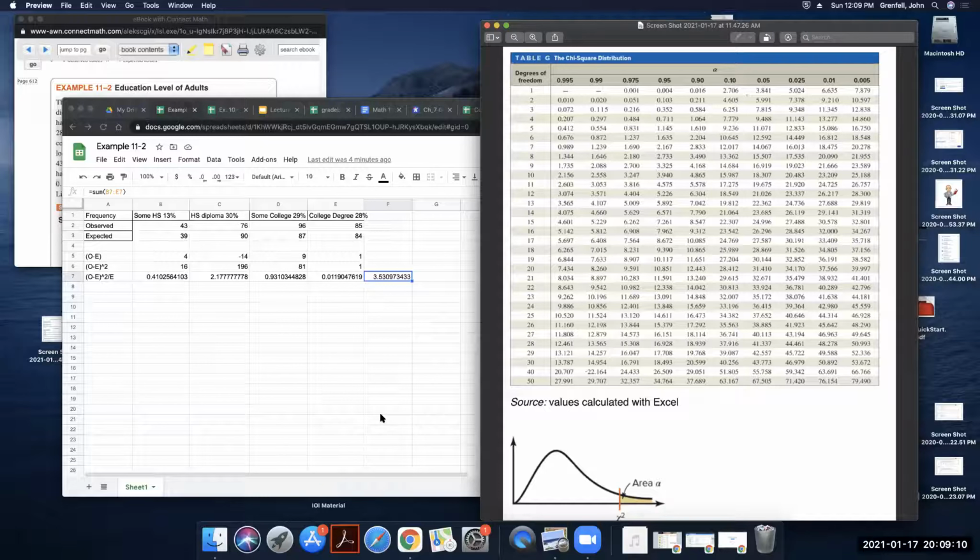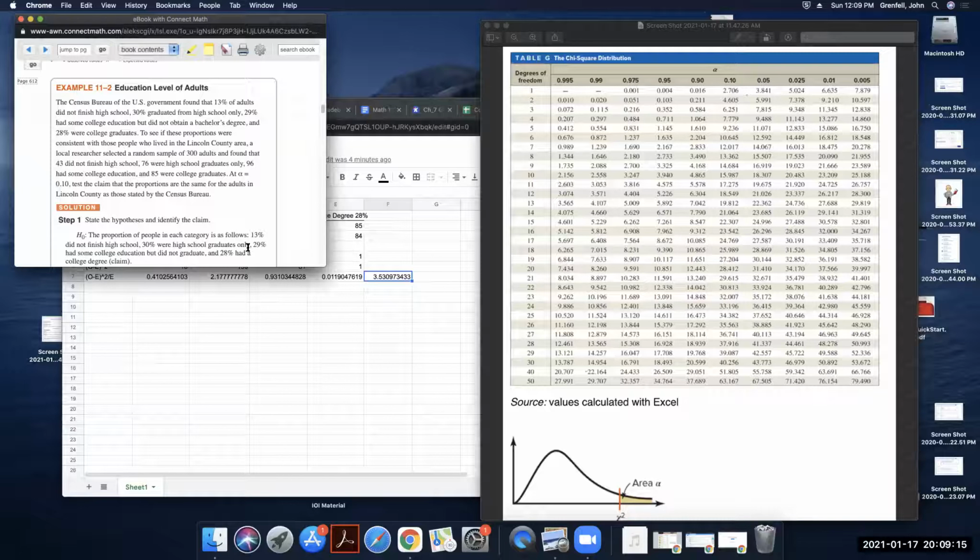What does that mean? Well, in terms of this null hypothesis, the proportion is as follows, or the proportion fits with the expected distribution. Well, we would say, well, there's not enough evidence to reject that claim. And so we would conclude by saying the proportion is not significantly different than as listed above. And that concludes example 11-2.